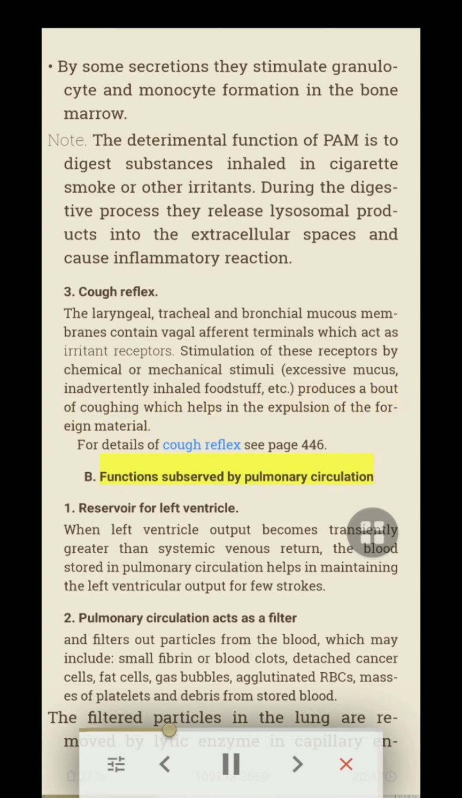B. Functions subserved by pulmonary circulation. 1. Reservoir for left ventricle. When left ventricle output becomes transiently greater than systemic venous return, the blood stored in pulmonary circulation helps in maintaining the left ventricular output for a few strokes.